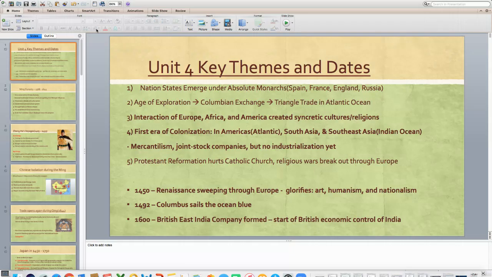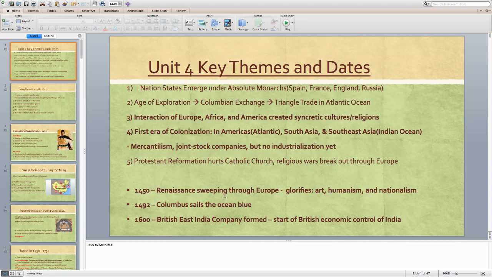And let's kind of talk through what we're doing here. So we've talked about the nation states emerging under absolute monarchs. We talked last class about the age of exploration, the Columbian Exchange. We're going to talk today about interactions between Europe, Africa, and the Americas and how it causes syncretic cultures and religions. I know we talked about that a little bit last time. We're also going to talk about mercantilism, joint stock companies, and how the economy is affected by this first wave of colonization.